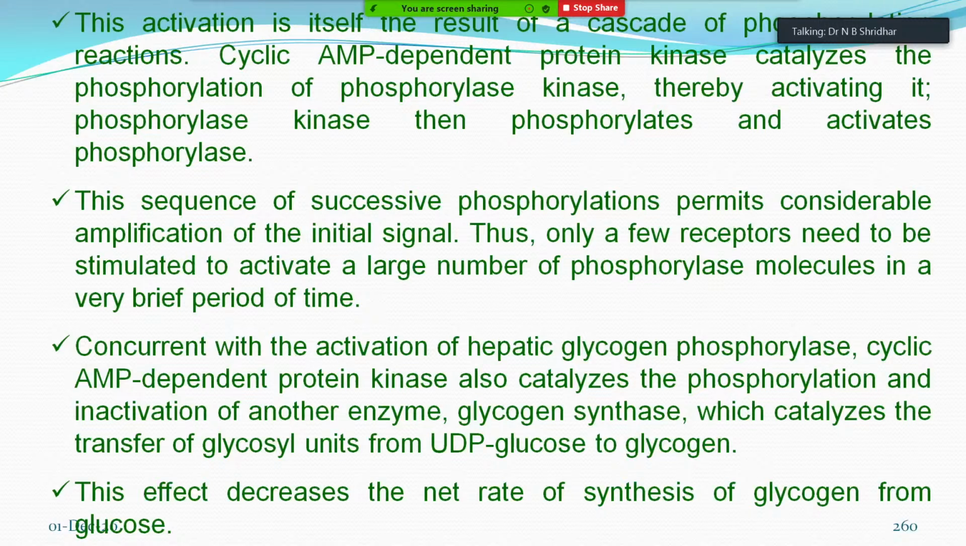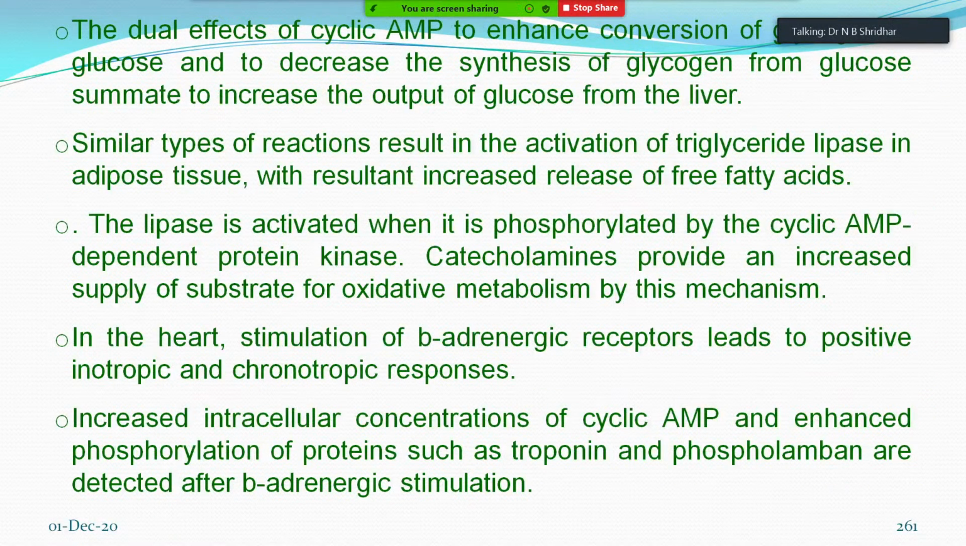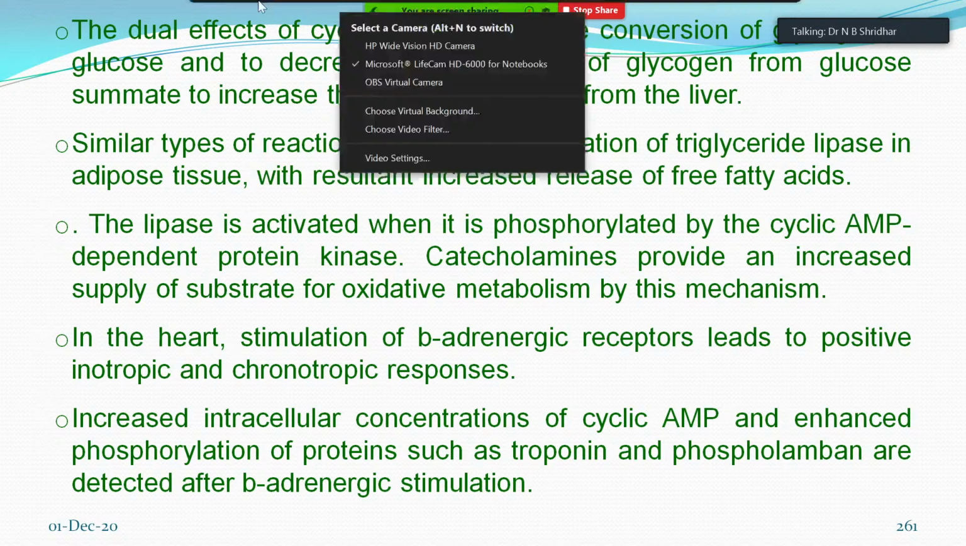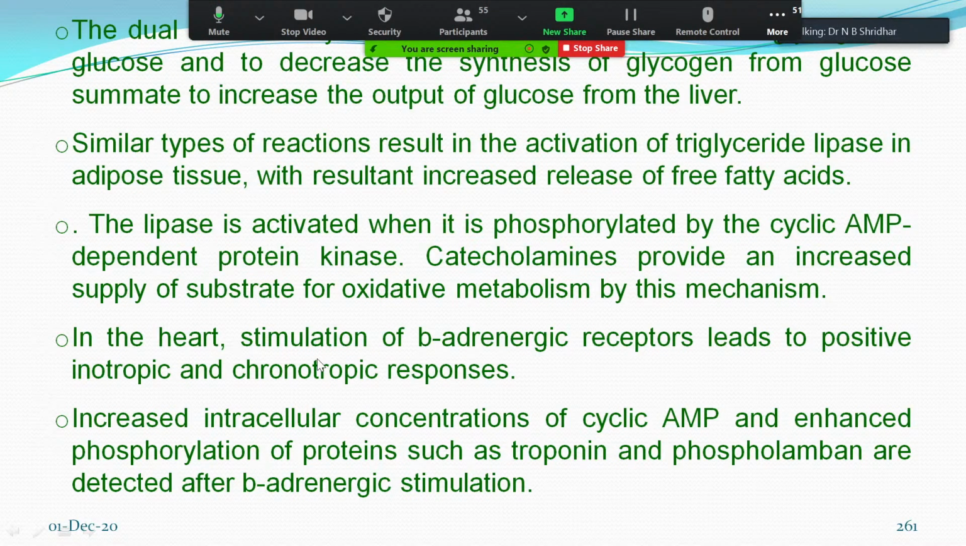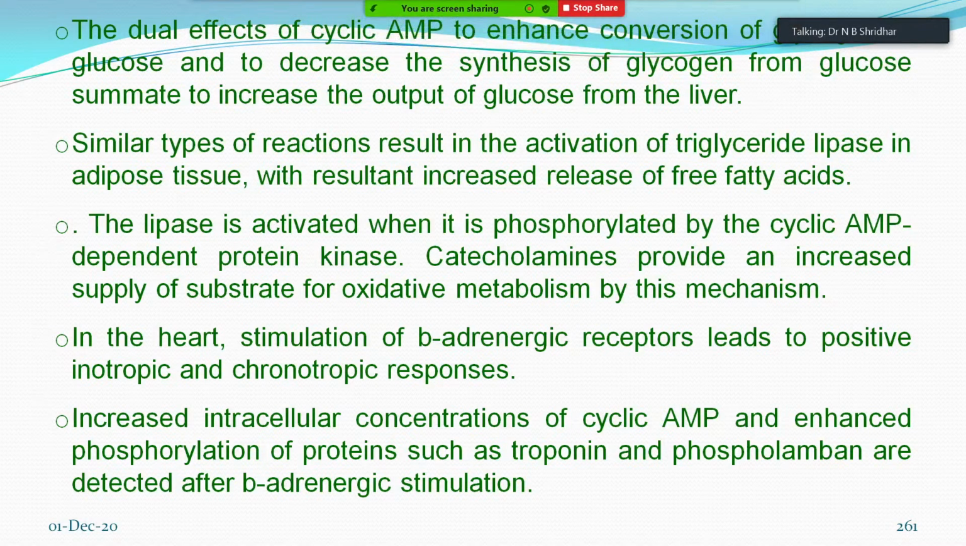Especially in the glycogenolysis process, whenever there is a fight or flight response, a large pool of glucose is released by all the above mentioned mechanisms. The dual effect of cyclic AMP to enhance conversion of glycogen to glucose and to decrease the synthesis of glycogen from glucose increases the output of glucose from the liver. So whenever there is a glucose requirement, what are all the processes, what are all the storehouses?